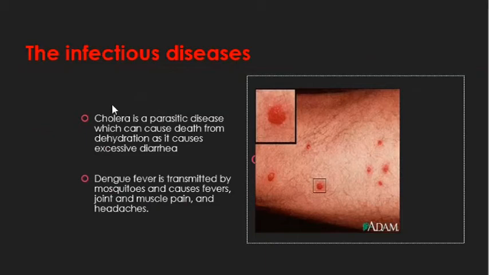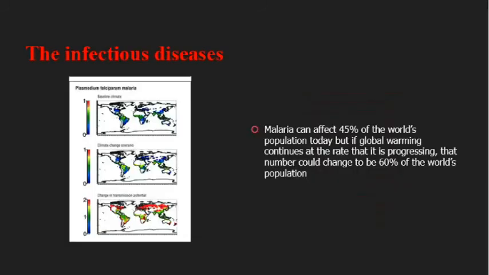So ito yung mga infectious disease, kagaya ng mga cholera and dengue fever. So ang cholera is a parasitic disease which can cause death from dehydration dahil sa diarrhea. While yung dengue fever is transmitted by a mosquito and causes fever, joint and muscle pain, and headaches. So ito yung mga malaria kung saan naapektuhan.